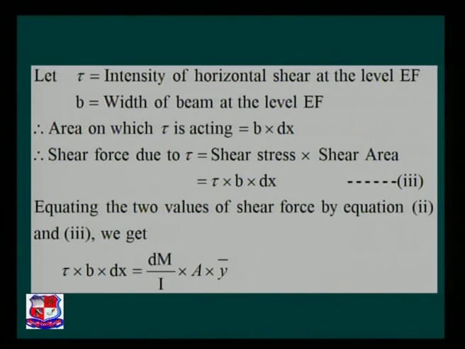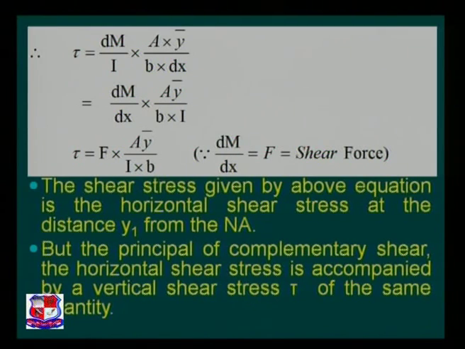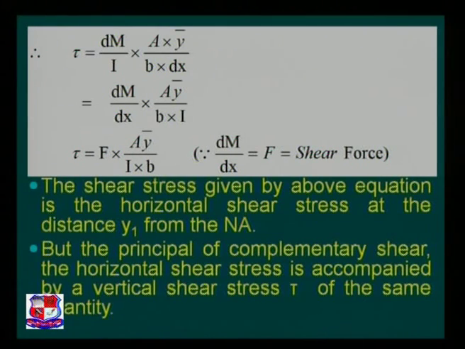Equating these two values of the shear force by equations 2 and 3, we get tau into B into dx is equal to dm by I into A into y bar. So we achieve tau is equal to dm by I into A into y bar by B into dx. Now if we compile dm by dx together, tau is equal to dm by dx into A y bar by B into I. We know all the terms, but the important term is dm by dx.